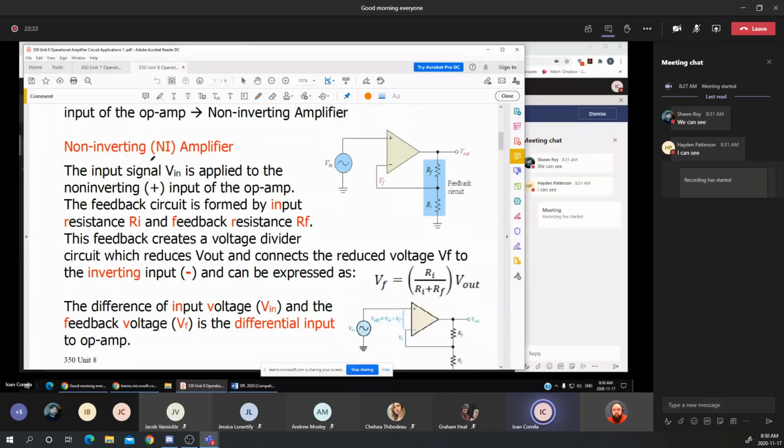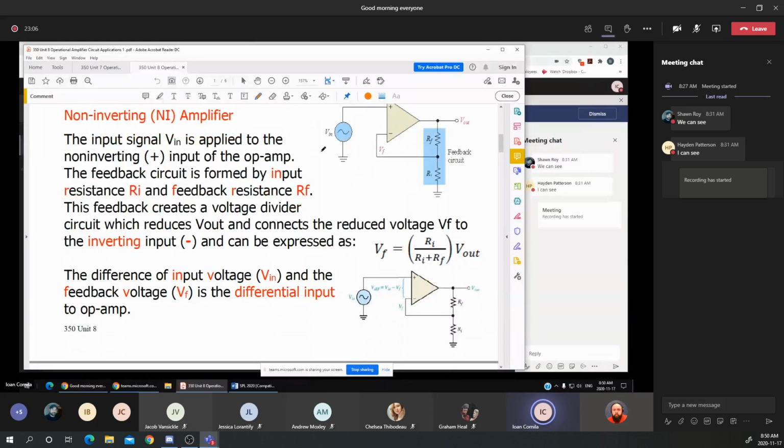Now, the abbreviation you may see most of the time, I'm putting NI in brackets, because we may have the same characteristics or the same gain for a non-inverting or for an inverting amplifier. To make the difference between the two, I'm using this very simple notation. Having the NI in brackets means it is for a non-inverting amplifier.